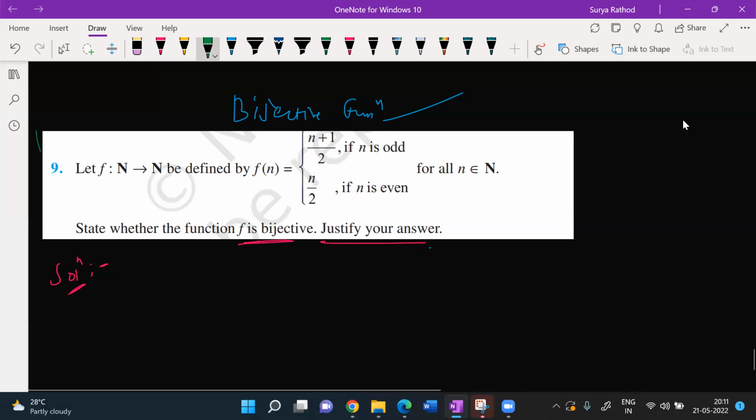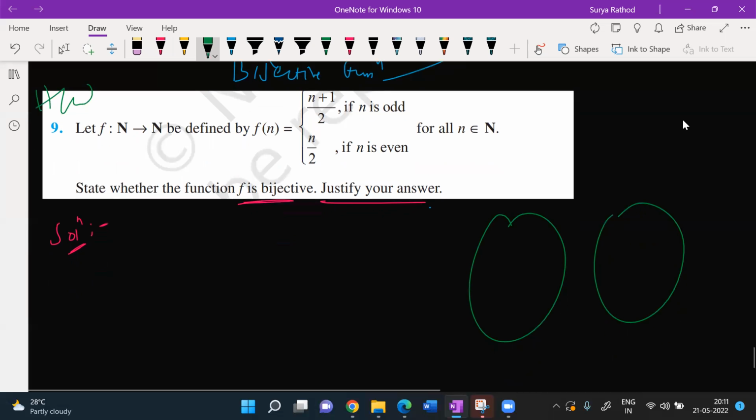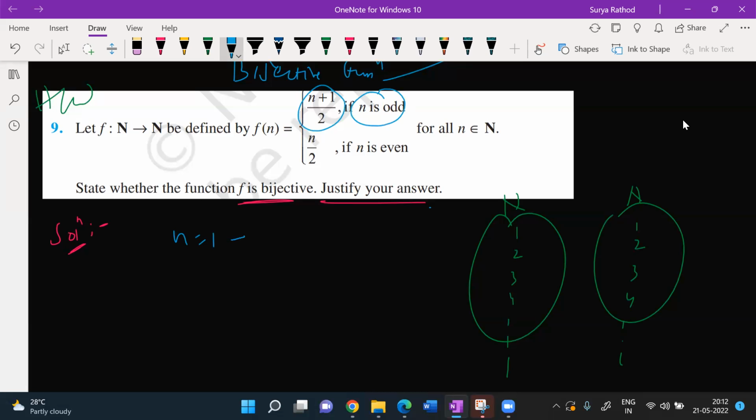I'll give an idea. Look at this here. You do one thing. You just draw the diagram. Function is mapping from natural number to natural number. Take natural numbers 1, 2, 3, 4, and so on, and 1, 2, 3, 4, and so on. Clear? So if n is odd, function is (n plus 1) by 2. Correct? Okay. If n is odd, let me take n value 1, which is odd.